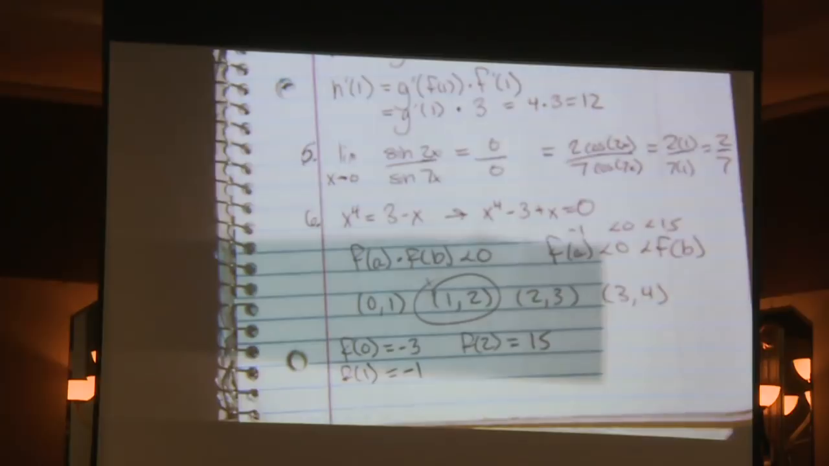So that was a good question. His question was, how would we do it if they didn't give us intervals or multiple choice? I'm not going to say they would have to, but 9.9 times out of 10, they're going to give you an interval so you can test it using IVT.